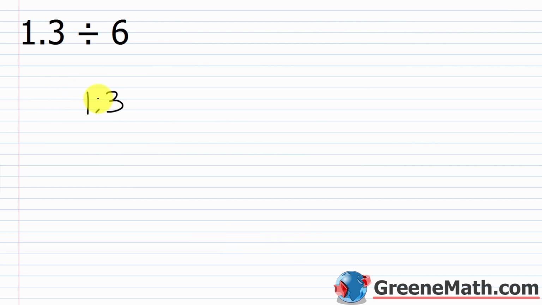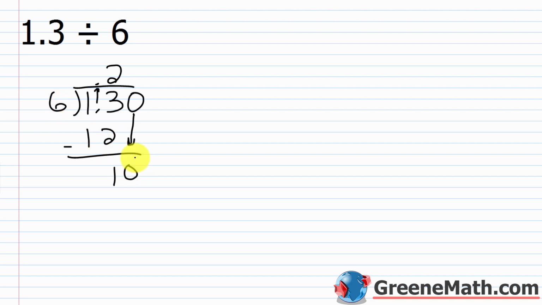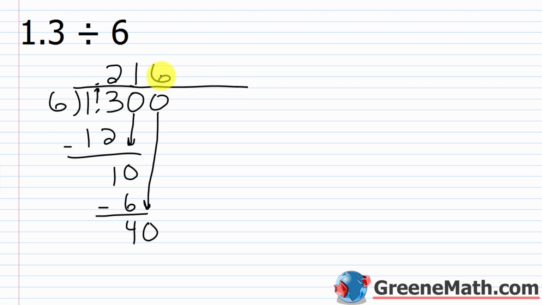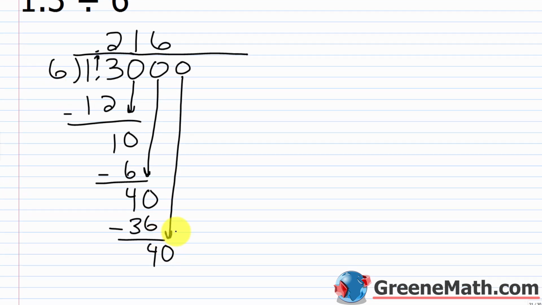Let's look at 1.3 divided by 6. So bring this up into the answer. 6 doesn't go into 1. It goes into 13 twice. 2 times 6 is 12. Subtract and get 1. Put a 0 here to continue the division. Bring that down. 6 is going to go into 10 once. 1 times 6 is 6. Subtract and get 4. Put a 0 to continue the division. Bring that down. 6 is going to go into 46 times. 6 times 6 is 36. Subtract and get 4. Put a 0 to continue the division. Bring that down. 6 goes into 46 times. 6 times 6 is 36. Subtract and get 4.